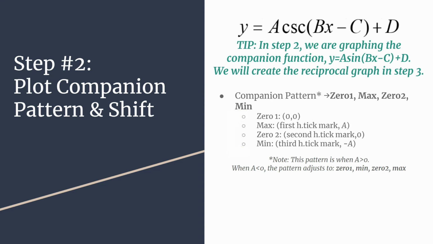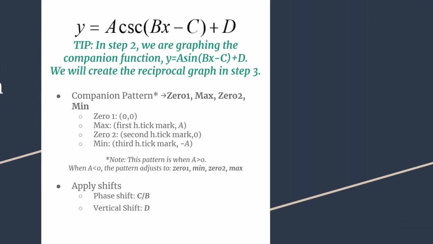Okay, so after you lightly plot your companion pattern, then you can go ahead and shift it. So remember that your shifts come from C over B for that horizontal or phase shift, and your vertical shift will come from your value D. Usually you can apply these shifts to your companion pattern points at once. You can do both at the same time, and then you'll have your final companion function that you can move on then to step 3.